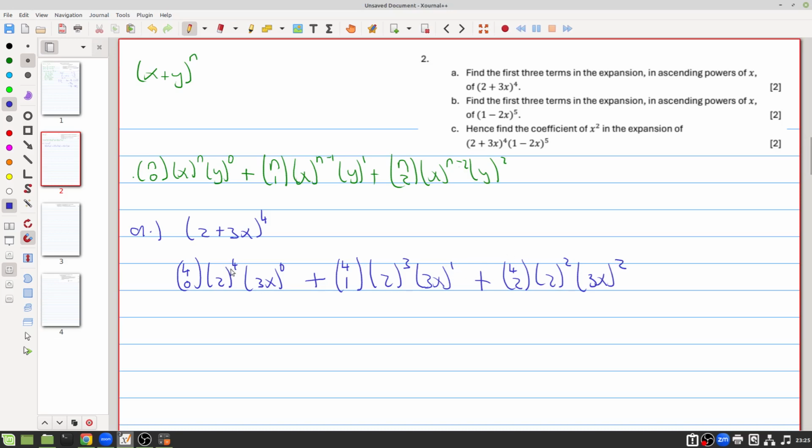And we can see here, 4 plus 0 is 4, 3 plus 1 is 4, 2 plus 2 is 4. So that'll always be the case. Just like here, n plus 0 is n, n minus 1 plus 1 is n, n minus 2 plus 2 is n.